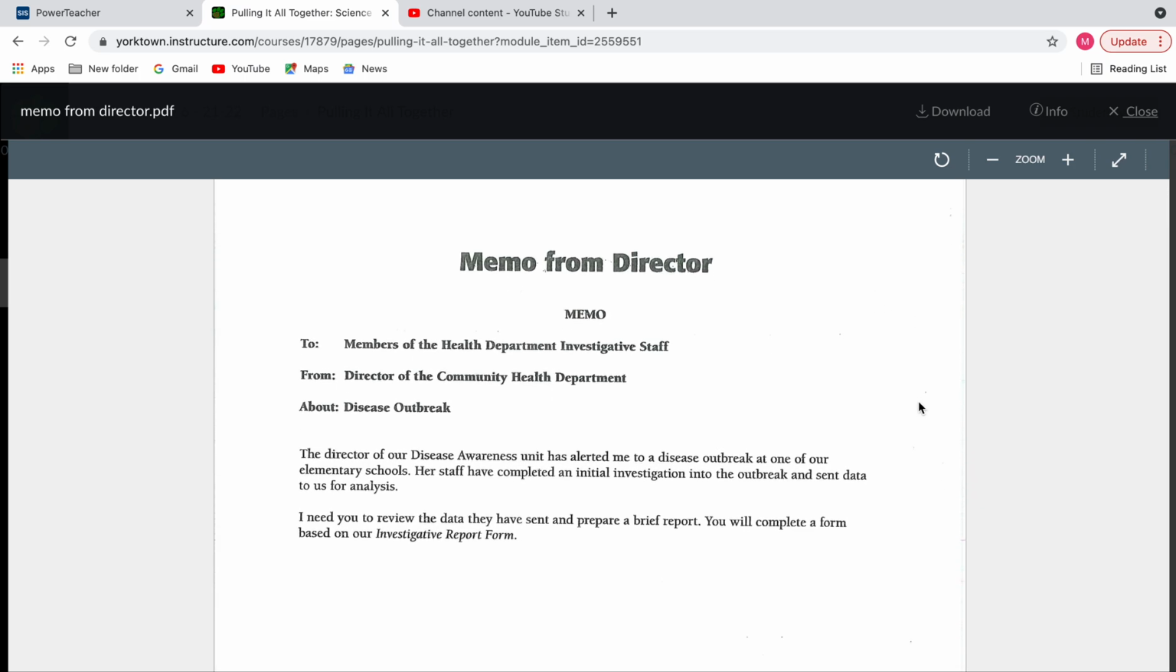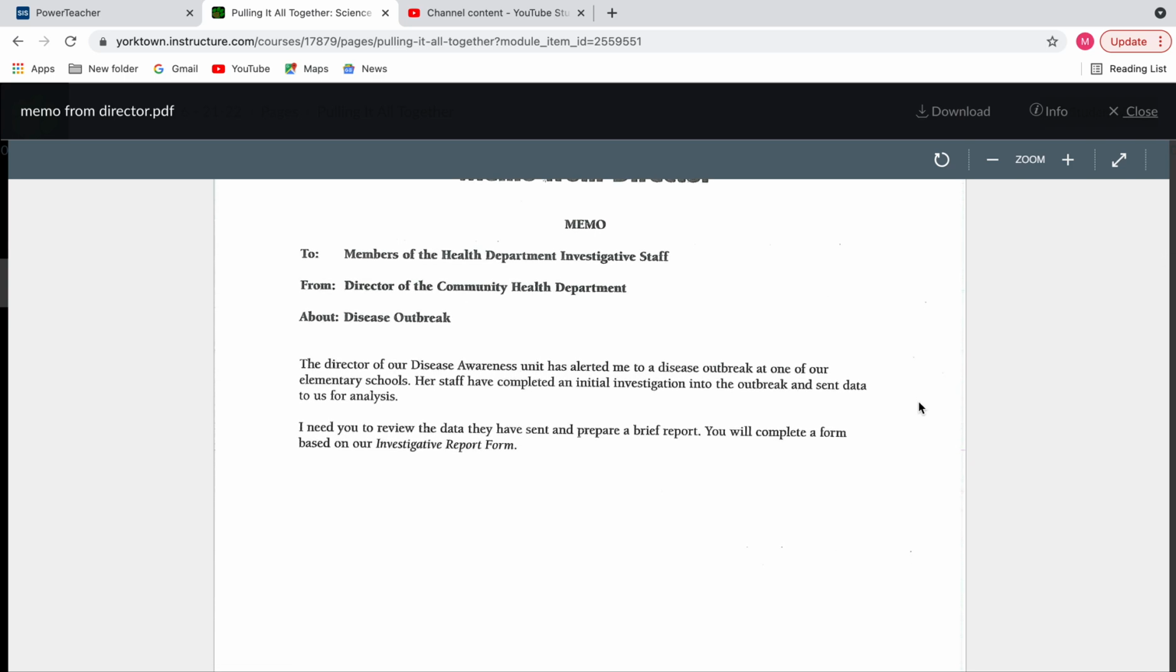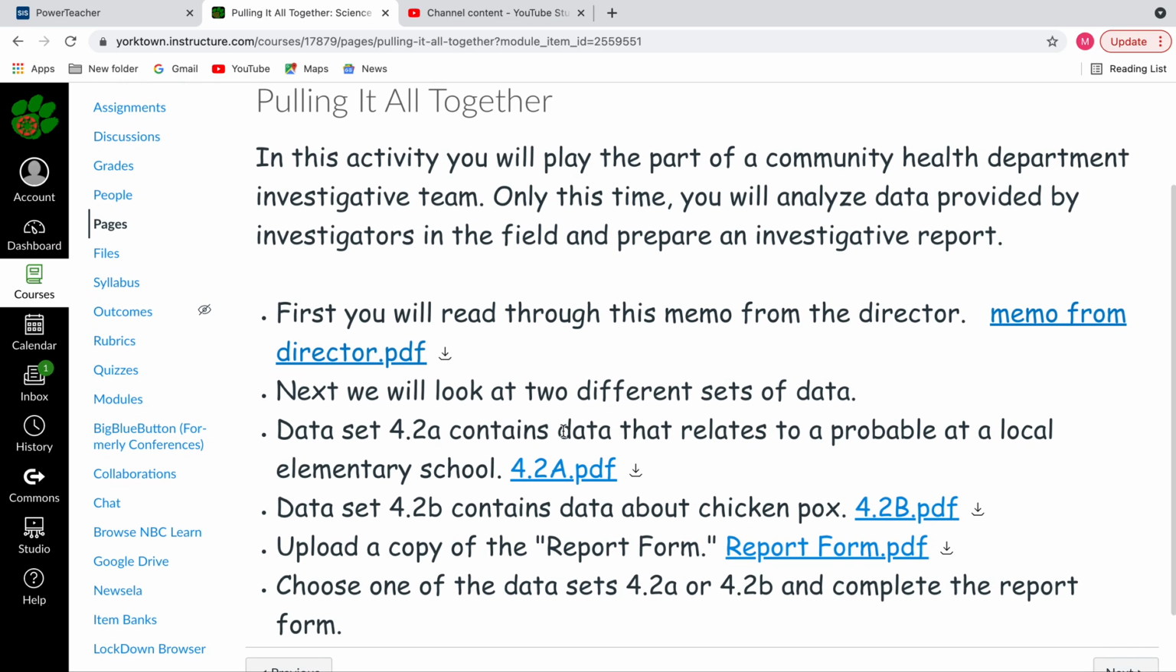This is a memo to the members of the health department investigative staff from the director of the community health department. It's about a disease outbreak. The director of our disease awareness unit has alerted me to a disease outbreak at one of our elementary schools. Her staff have completed an initial investigation into the outbreak and sent data to us for analysis. I need you to review the data they have sent and prepare a brief report. You will complete a form based on your investigative report form. The first thing you're going to do is look at two different sets of data.